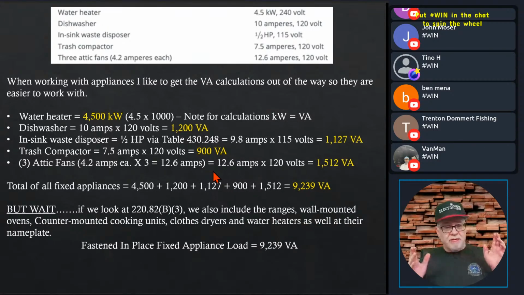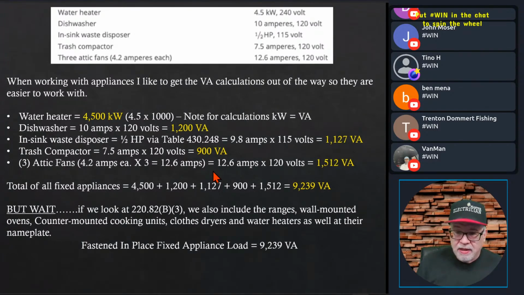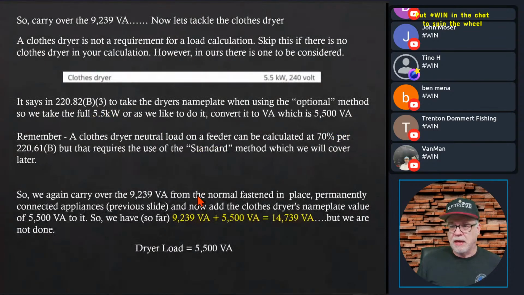You think you're done. You're thinking, okay, standard method. Now I had to do something separate for dryers, and I had to do something separate for cooking. Okay. But wait, you're going to see how those get added in as well. But just for now, all of these fixed appliances are 9,239. Okay. All right. So we bring that 9,239, we keep it going, and now we look at the dryer.